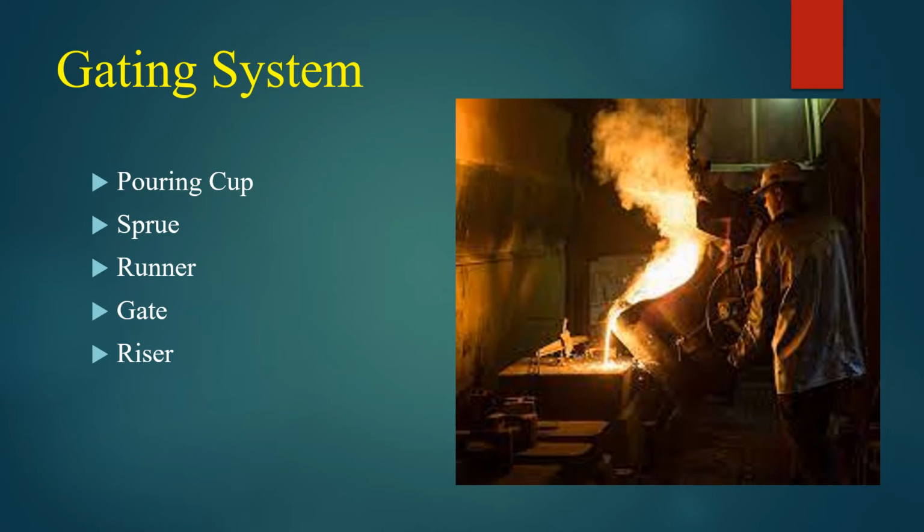Now the gating system. As I said earlier, the gating system is very important because in the gating system the pressure of the molten metal is continued in the pattern. First the pouring basin or pouring cup, then it goes through the sprue, then through the runner, then comes to the gate. And the riser is also used in a gating system because the riser compensates the liquid sinkage.